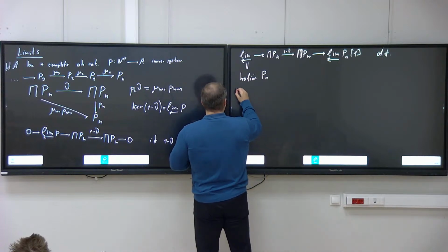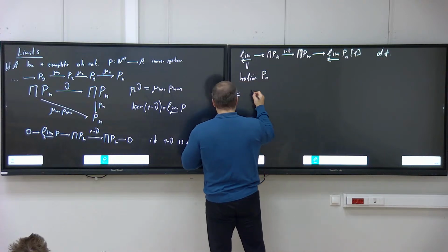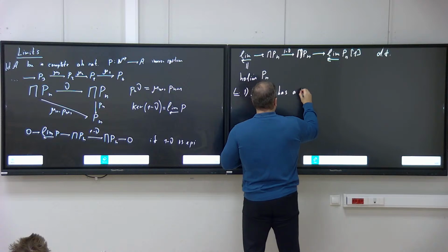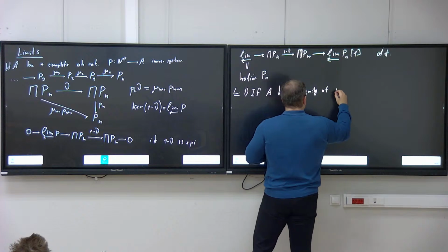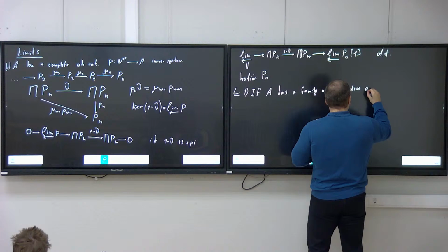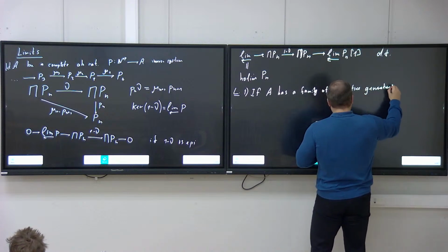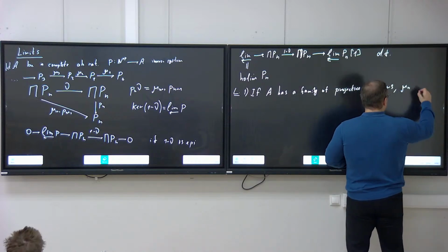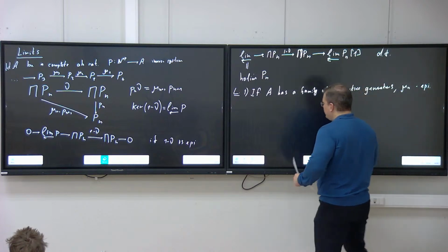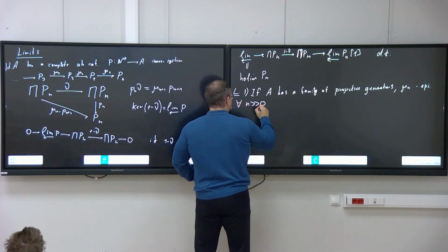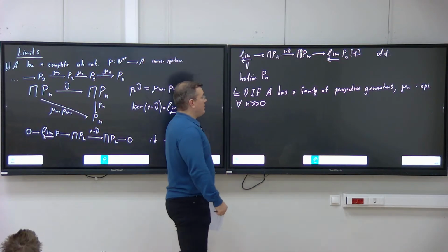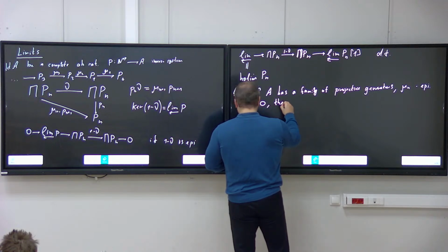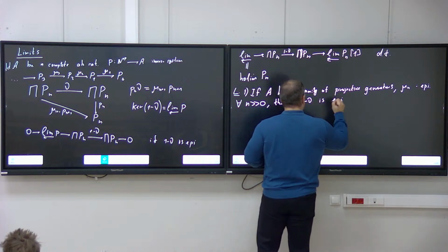And there is a lemma, which will be an exercise, with two parts. First, suppose A has a family of projective generators, and additionally I assume that the maps in the inverse system mu_n are all epimorphisms for all sufficiently large indices n. Then we have the conclusion that the map 1 minus nu is epi. So this is one situation.